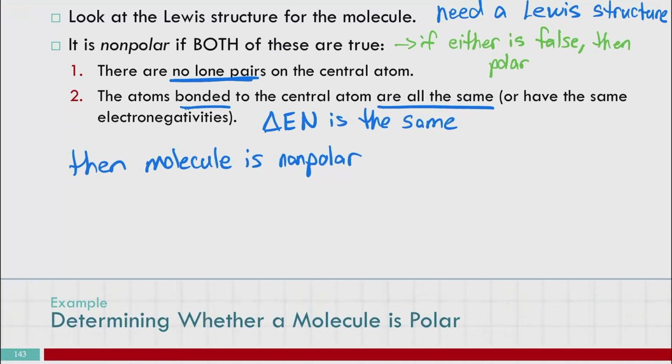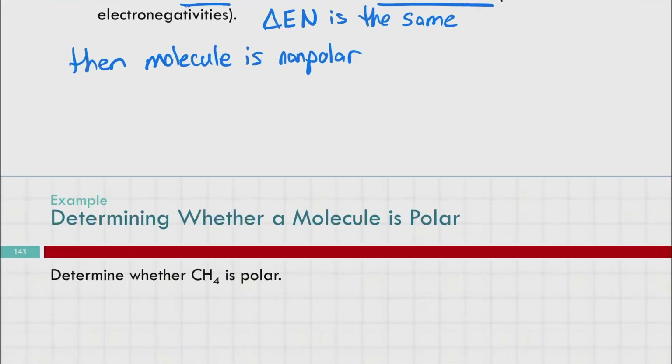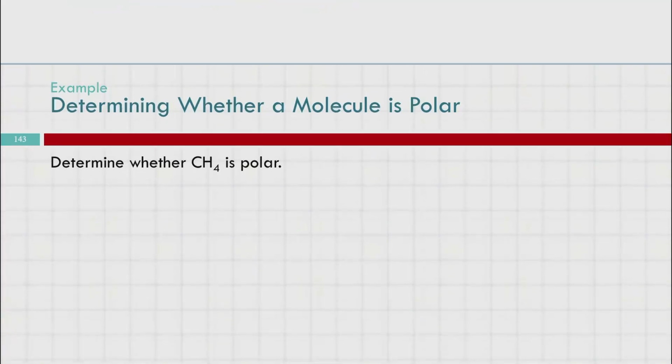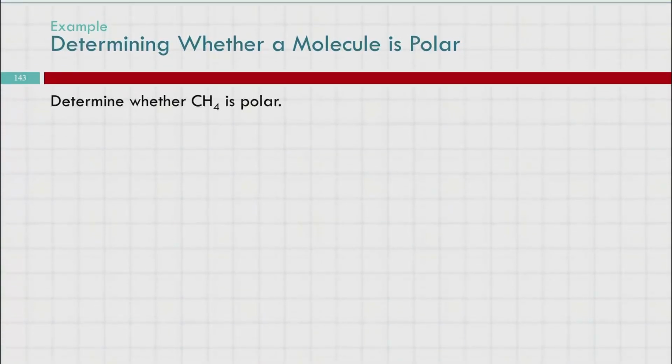So let's look at an example. We want to determine whether CH4 is polar. The first thing that we want to check before we start a problem like this, because we're looking at if the molecule is polar, in order for it to be polar, it has to have a polar bond. So does it have a polar bond?